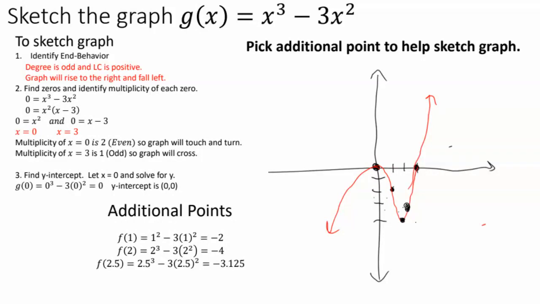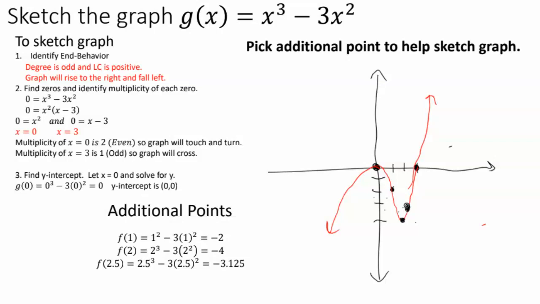So when I put x equals 1, the y value gave me a -2. So I went ahead and plotted that, 1, -2. When x equals 2, I got a y value of -4. So I went ahead and plotted that as well. So these are my additional points.